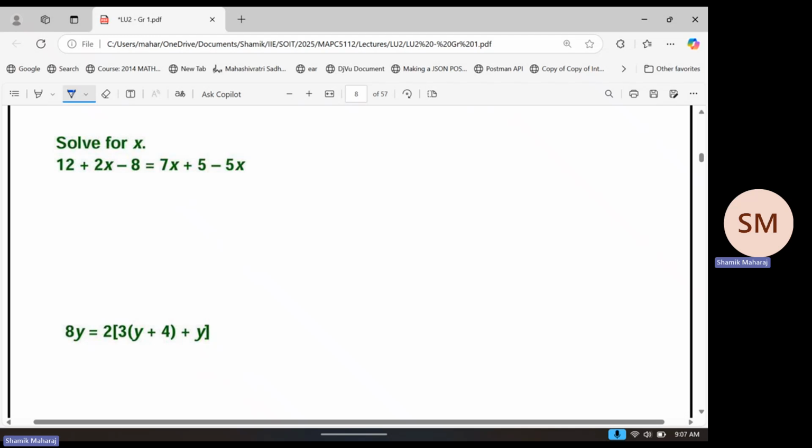All right, so let's look at this one here. If something weird is happening, that's good. Something weird is supposed to happen here. So here, let's keep all the x's on one side. 2x, where can we find another one? The other side has a 7. We'll bring it here as a minus 7.